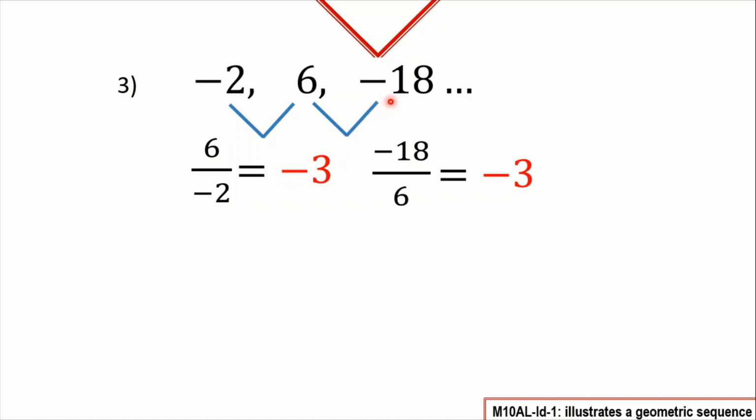Now kunin natin ang ratio ng third with the second. So we have -18 divided by 6. The ratio or the answer is -3. So since we have here the same ratio between these terms, therefore the sequence is a geometric sequence where the common ratio is -3.